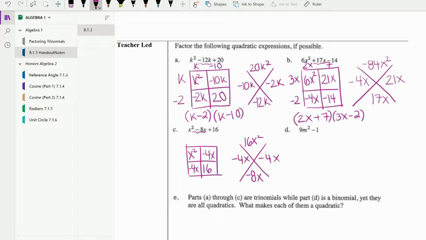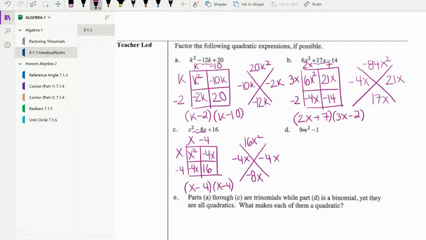So the GCF of x squared and negative 4x is x, and x times x is x squared. X times negative 4 is negative 4x. X times negative 4 is negative 4x, and negative 4 times negative 4 is 16. So what we have here is a perfect square trinomial because we are getting the same factors.